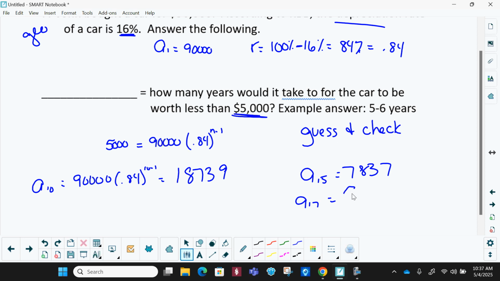Ooh, there we go. I'm hitting pay dirt, $5,529. So let's go to the 18th. And I get 46.45. So would you agree somewhere between the 17th and 18th year, it'll get to be less than 5,000? So we're just going to put it in as a range of numbers.